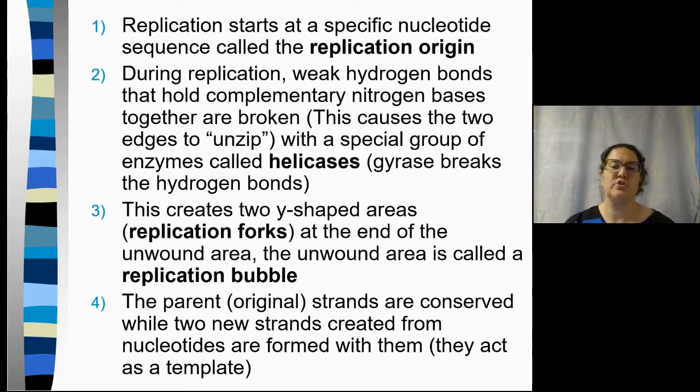This is going to create two Y-shaped areas known as replication forks at the end of the unwound area. And this unwound area is going to be called the replication bubble. Now, the original parent strands are conserved and they maintain their integrity, while two new strands form within them. Those two parent strands act as a template, and complementary DNA bases are added on either side of the replication fork.